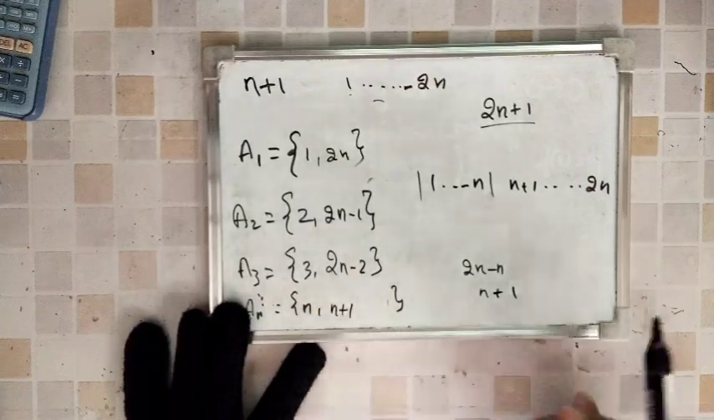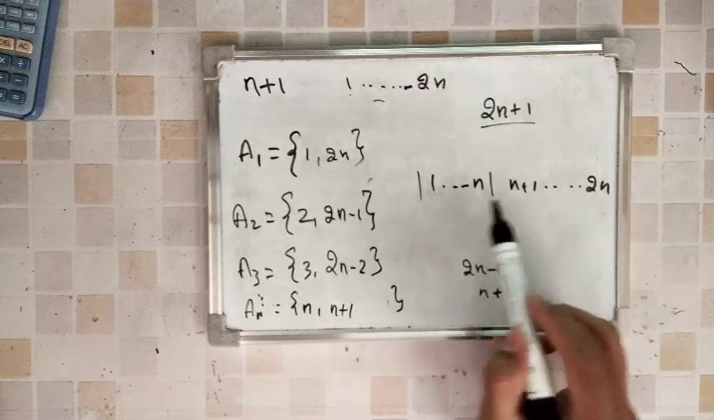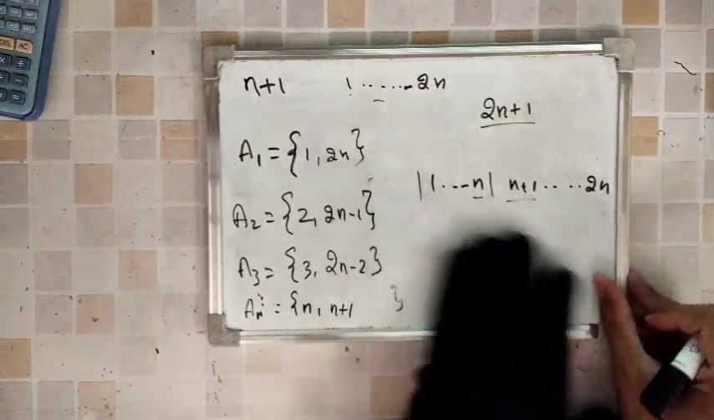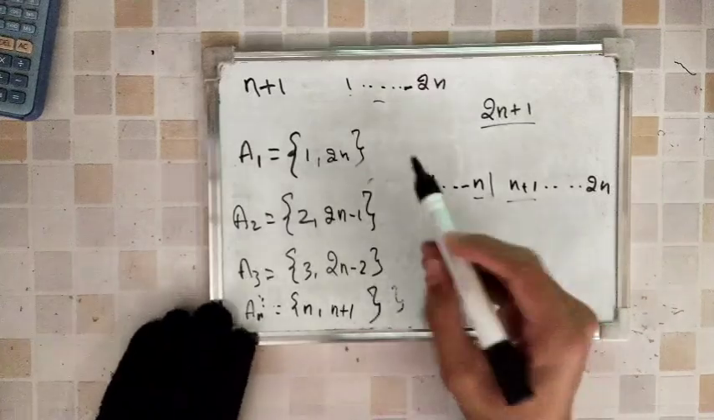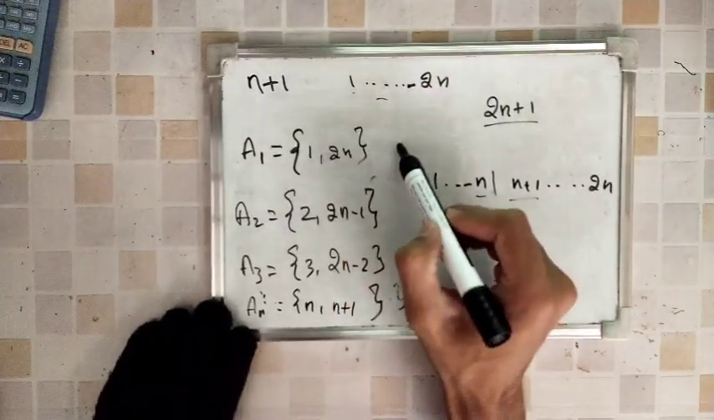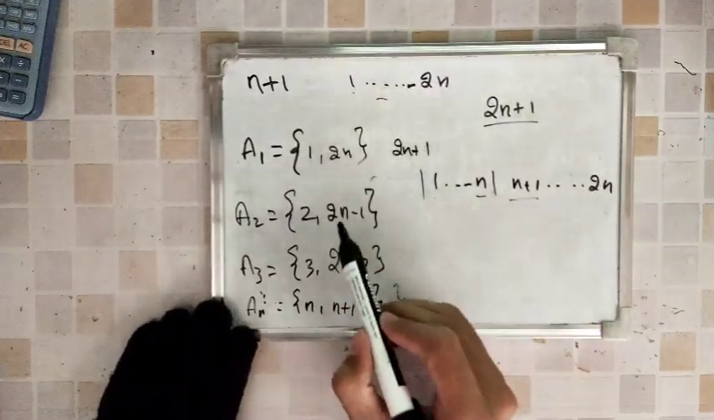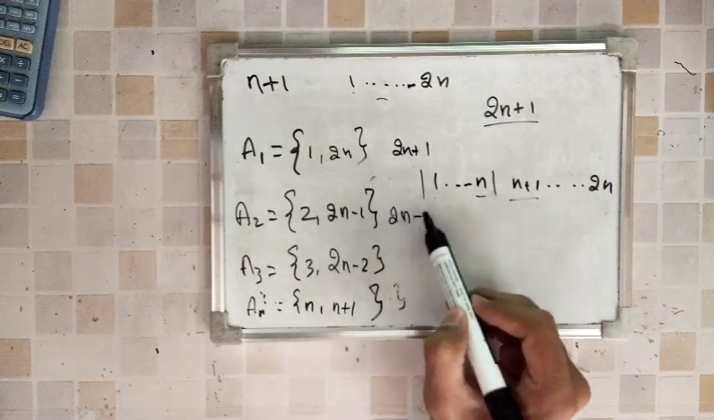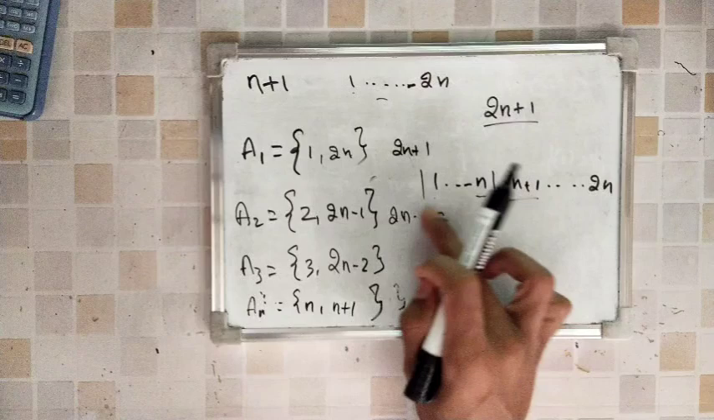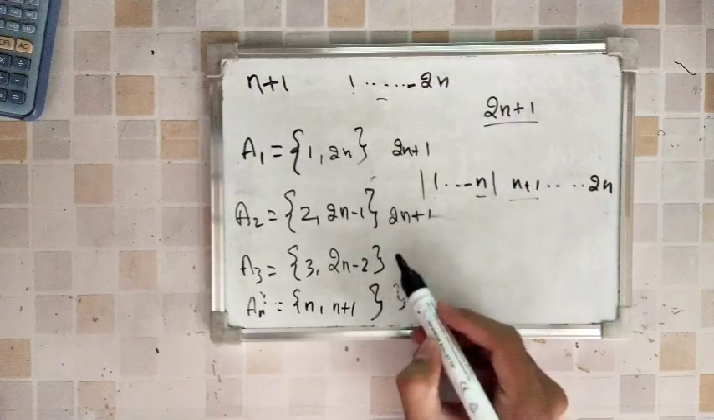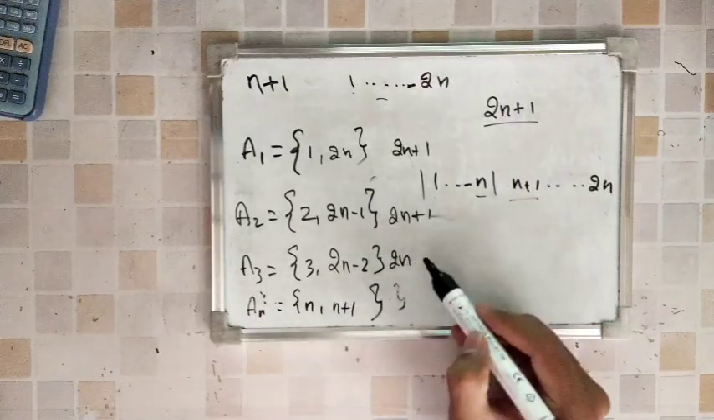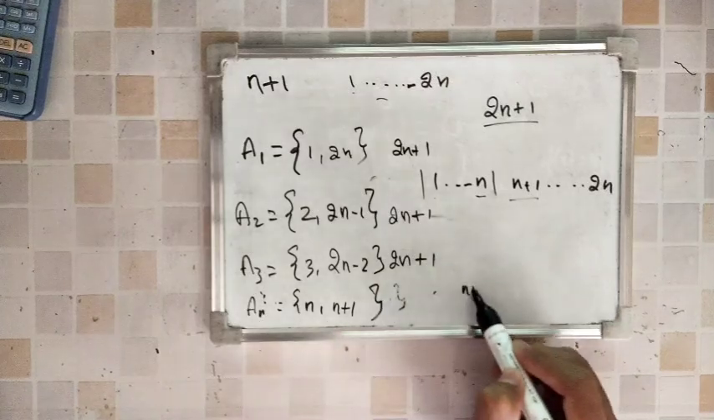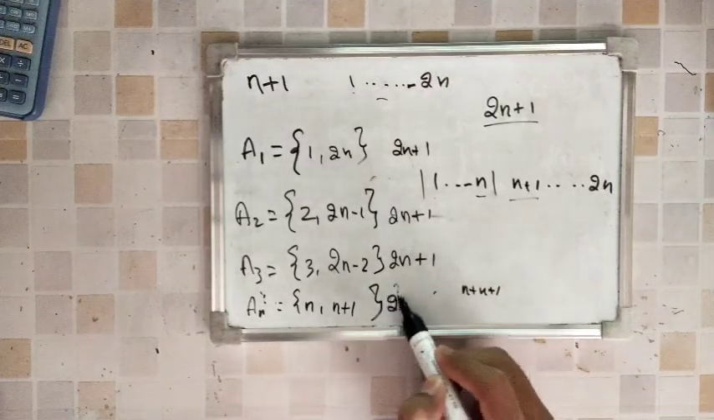Right, first term, last term, and so on. Now if I add these two terms, it will give me 2n plus 1. If I add 2n minus 1 plus 2, minus 1 plus 2 is plus 1, so 2n plus 1. Same way, 2n minus 2 plus 3 is plus 1. So here n plus 1, that is 2n plus 1.